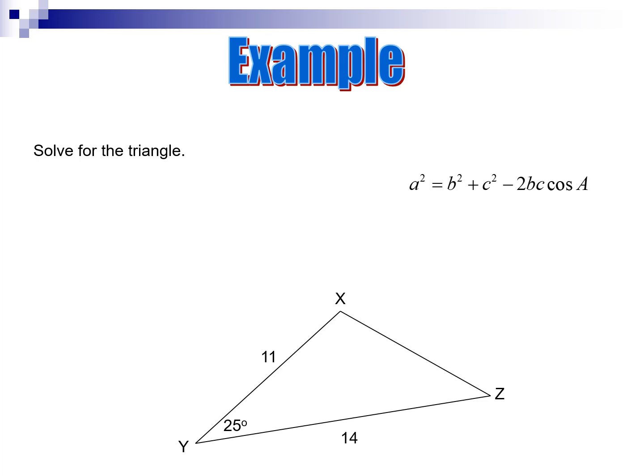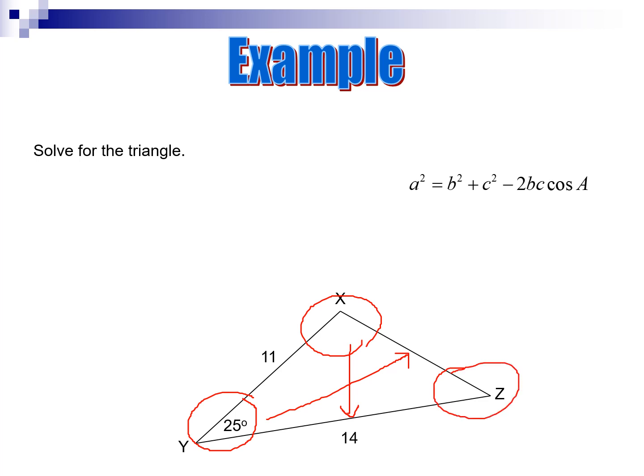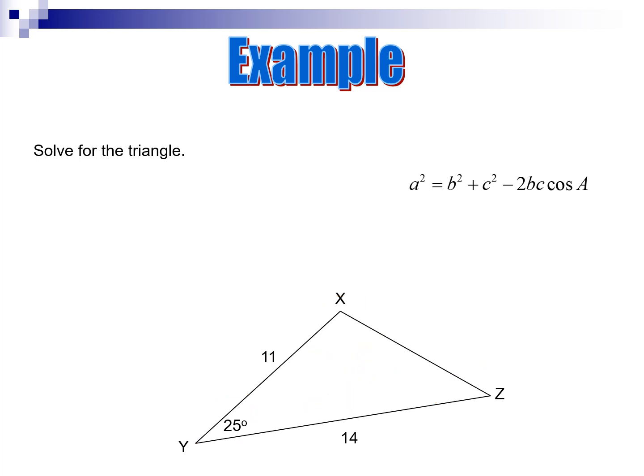All right, let's do an example. Notice if you try to use the law of sines in this problem, it won't quite work because you'd have to do sine of 25 over that, but then there's no other angle to do anything with. So law of sines does not work in this problem. So we're going to go ahead and do the law of cosines. And notice there's only one angle that's given.